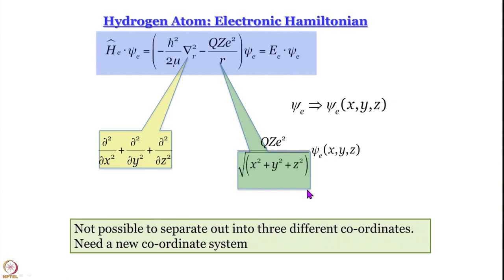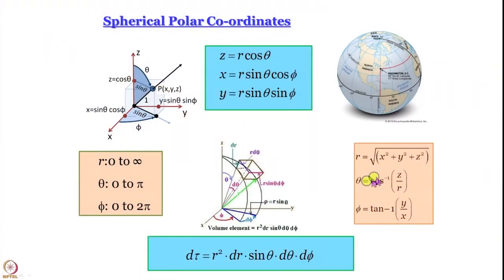So, if we persist with the Cartesian coordinates, then we really cannot proceed further. We cannot separate this equation into smaller equations, so we cannot solve it. So, we chose a different coordinate system, spherical polar coordinates. And the biggest advantage here is that r, equal to the square root of x square plus y square plus z square, which posed the problem in trying to formulate it in Cartesian coordinates, is itself a coordinate. So, there is no issue as such.